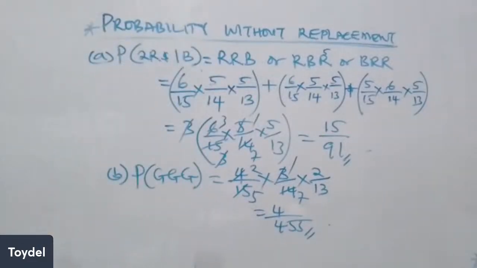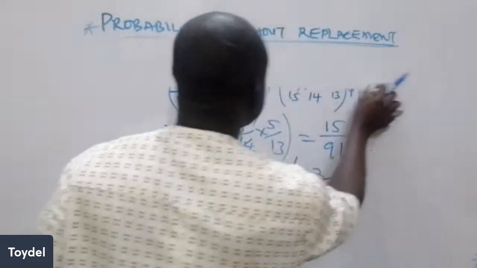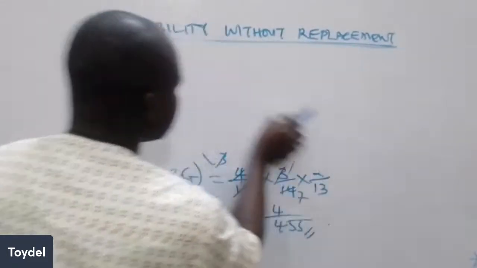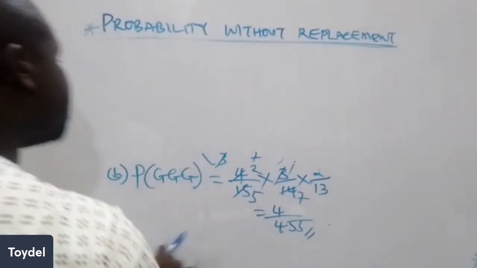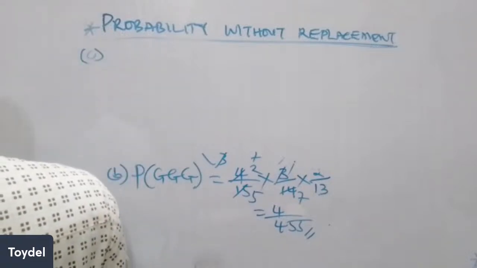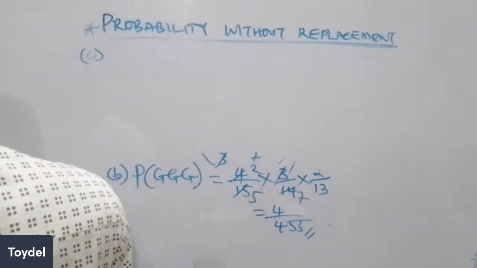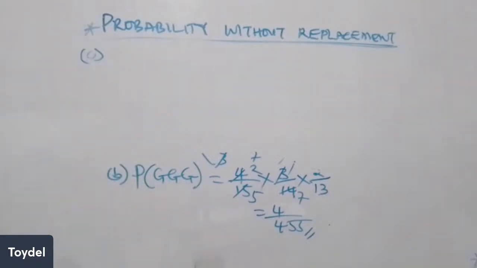So I want us to see the implication of probability without replacement. When you take and you don't replace, it's going to affect that color and it's going to affect the total. But under probability with replacement, once you take, you replace before you take the second one. And that is the difference between probability with replacement and probability without replacement. So let's note that.